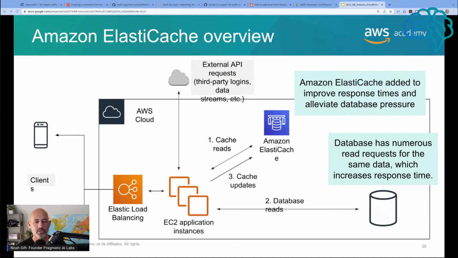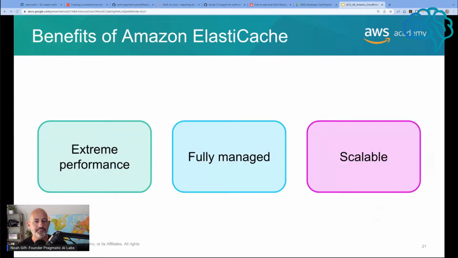And also in an example architecture, ELB would distribute the load across a bunch of, let's say, EC2 instances. And then inside of there, you could have ElastiCache, improving response time, removing database pressure, things like that. So there's a lot of architectural reasons to have cache inside.